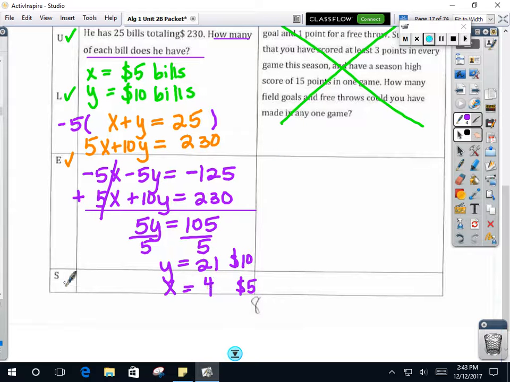Now, we need to make sure it makes sense. How much money is 21 $10 bills? $210. How much money is 4 $5 bills? And that totals up to, which is what they said he had, right? 230. So it makes sense. Okay, go to the next page.